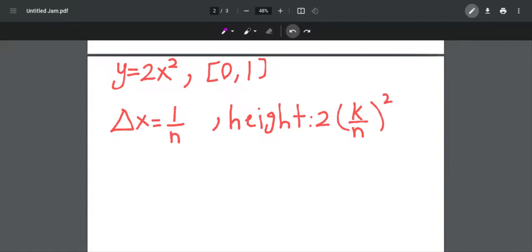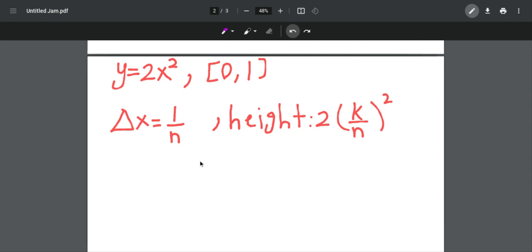Hi, I'm Kian, and today I want to show you how to find the area under the curve and above the x-axis of a function on a given interval. So you have this function y equals x squared, and you want to find the area under the curve on the interval from 0 to 1. The first thing we want to do is to form rectangles under the curve.